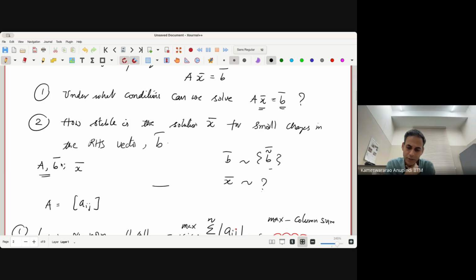It is different for sure, but is it going to be very different, or is it going to be still in the neighborhood of the previous x? For example, let us say you have changed your b bar by 1%. Then how much will the x bar change? Will it also change by 1%, or by 10%, or something like that? That's what we are interested in.